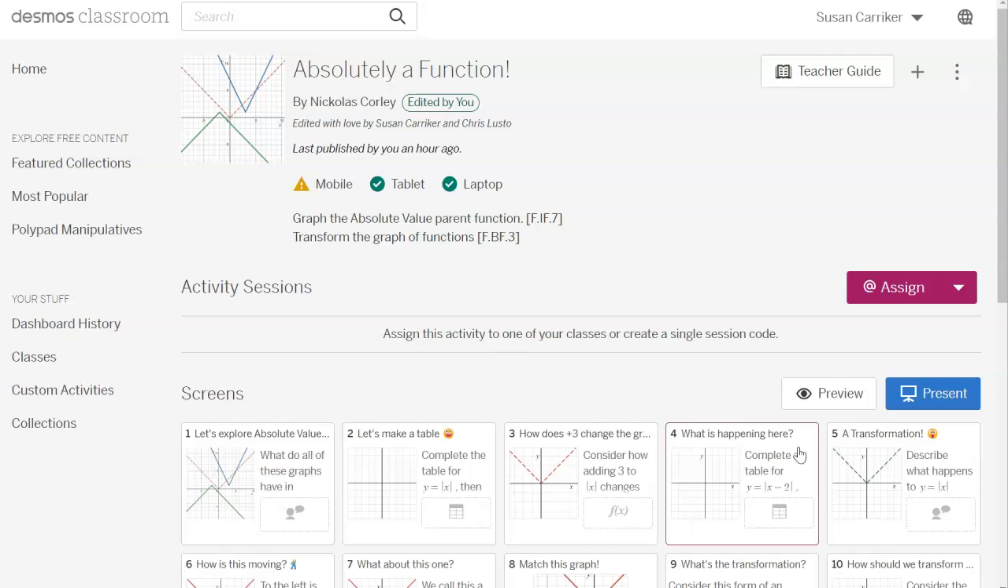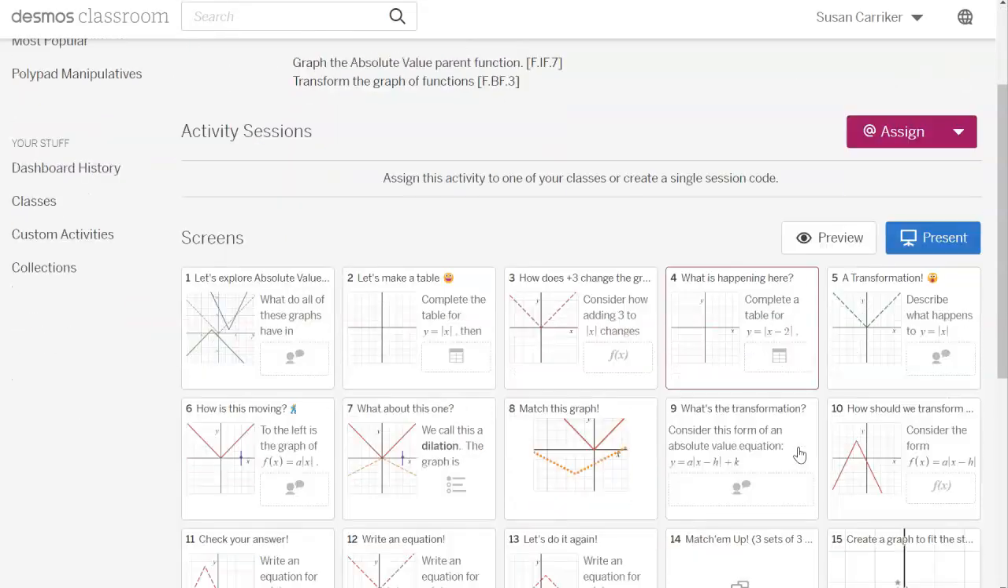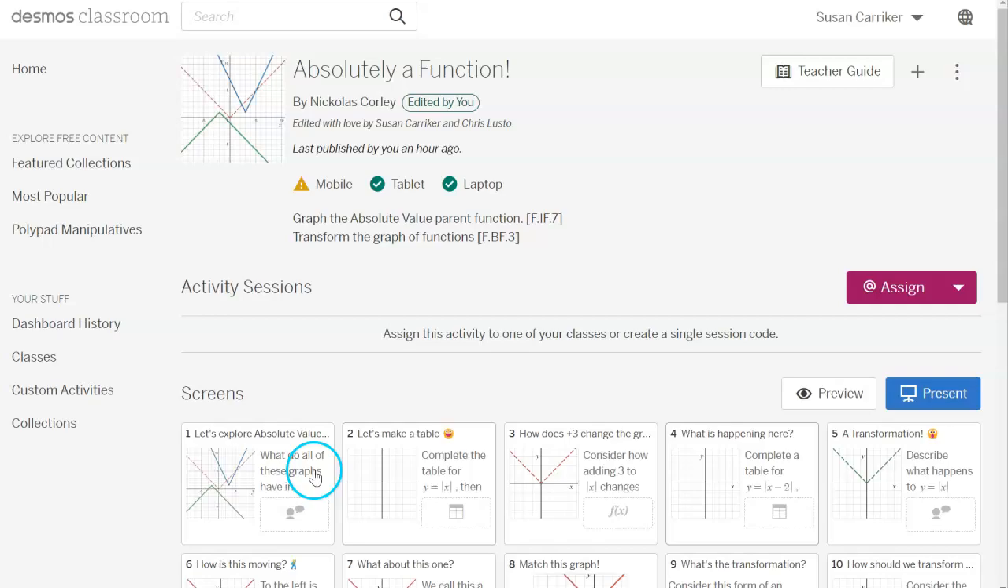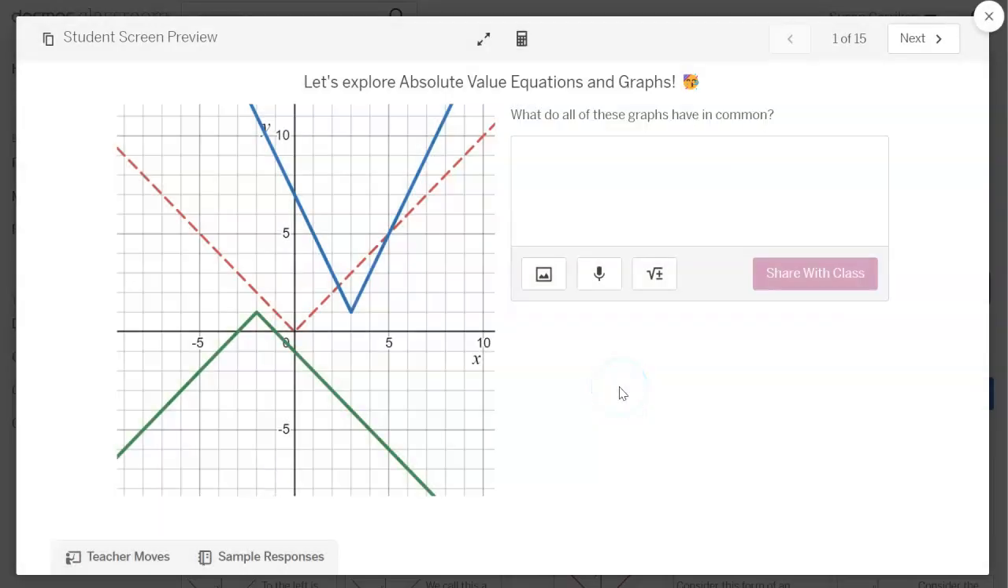Okay, so this last activity is a Desmos activity, and it's dealing with the transformation of functions. So I won't give you the answers, but I did leave you lots of good notes and teacher moves, so be sure to check that and sample responses. So on this one, what do all of these graphs have in common? These are all absolute value functions. They may know that by now, but they might not. So you can ask them what they have in common.